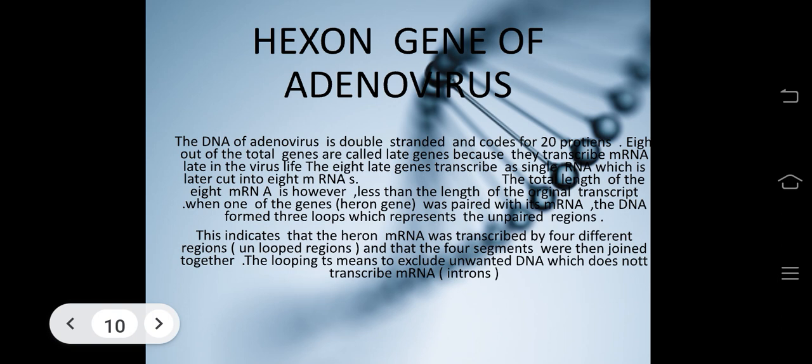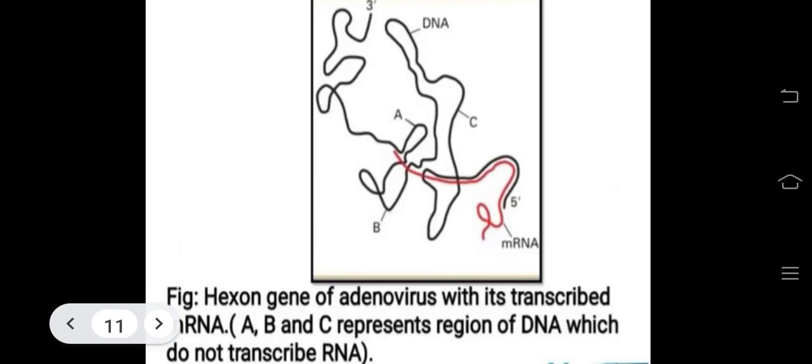When one of these genes was paired with the mRNA, the DNA formed 3 loops which represent the unpaired regions. This indicates that the hexon mRNA was transcribed from 4 different unlooped regions, and that the 4 segments were then joined together. The looping is meant to exclude unwanted DNA that does not transcribe mRNA, or introns. Hexon gene of adenovirus with its transcribed mRNA: A, B, and C represent regions of DNA which do not transcribe RNA.